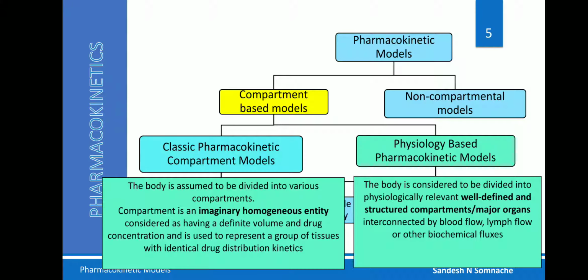When we compare the classic pharmacokinetic compartment model and the physiologically based pharmacokinetic model, in the compartment model we are assuming various imaginary compartments which are composed of the tissues and organs having identical or similar distribution kinetics. While in the case of physiologically based compartment models, we are considering various physiologically relevant, well defined and structured compartments or major organs.